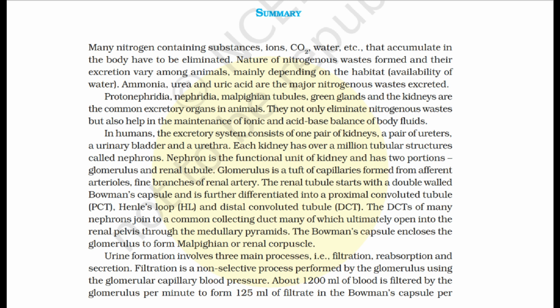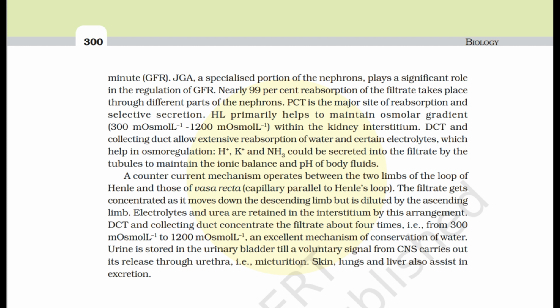Urine formation involves three main processes, that is, filtration, reabsorption and secretion. Filtration is a non-selective process performed by the glomerulus using the glomerular capillary blood pressure. About 1,200 milliliters of blood is filtered by the glomerulus per minute to form 125 milliliters of filtrate in the Bowman's capsule per minute, GFR. JGA, a specialized portion of the nephrons, plays a significant role in the regulation of GFR.